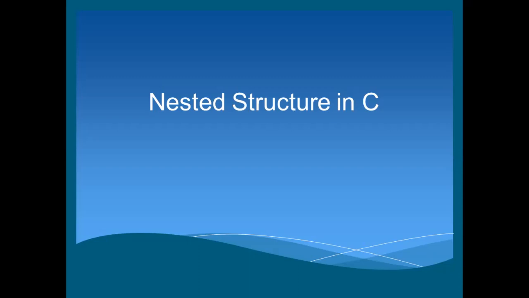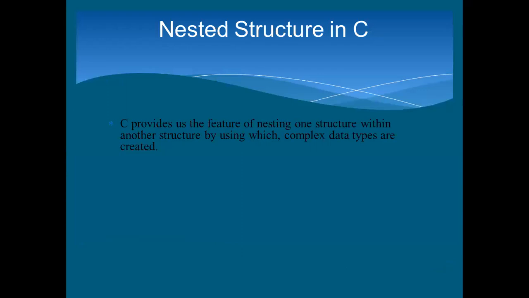Now we are going to discuss nested structures in C language. We already know nested functions, nested loops, nested if conditions. Within the if, we write another if, and it is called a nested if. So here also, nested structures means within the structure we write another structure, and it is called a nested structure.